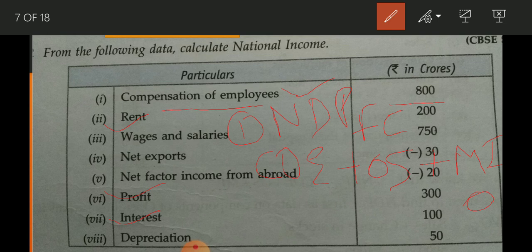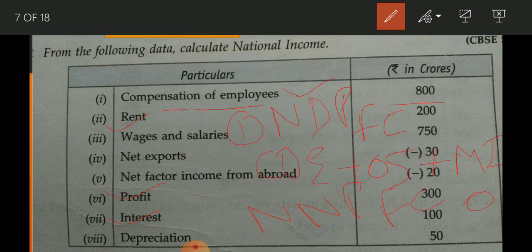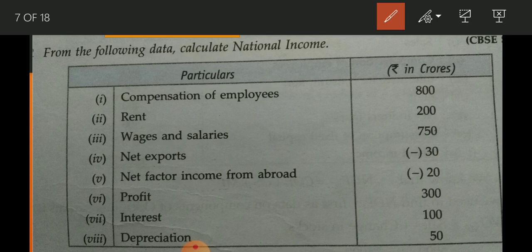First of all you try yourself. I think you have done at least the first step, the calculation of NDPFC. After that you have to calculate NNPFC. When you are calculating NNPFC, there is only one difference. Here is net, here is domestic, so here you have to add NFIA. In this way you are able to get the answer. Okay student, let me start.